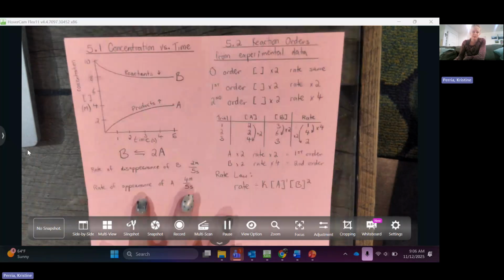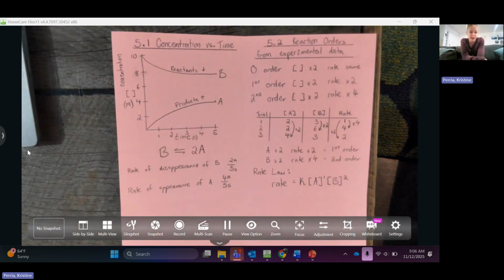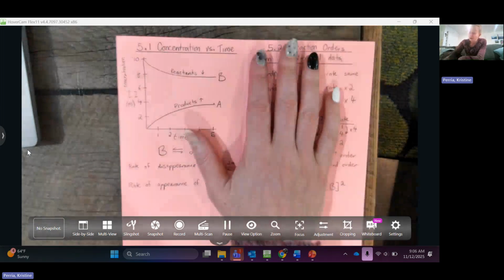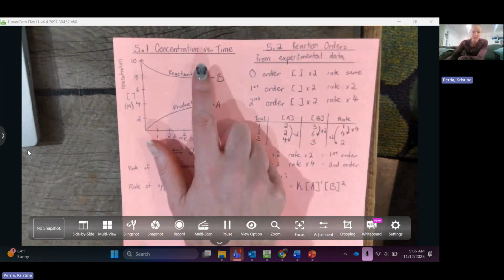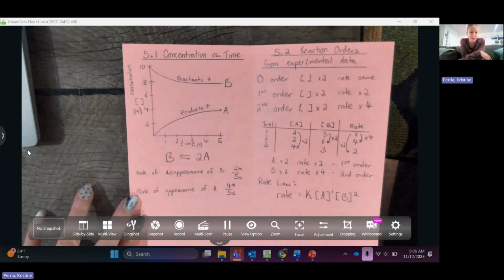Okay, so these are the notes that you need on that peach paper. The sub should have passed it out. And you can just copy them. I'm going to explain 5.1 first. So this is concentration versus time. If you took my class last year, you learned this.